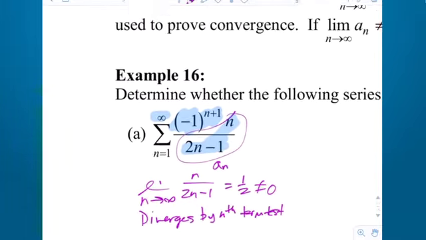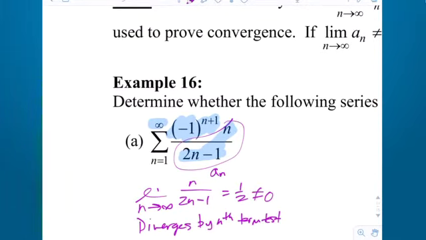Because what's going to happen is you're going to get to a point down the line where you're going to be like plus 1/2, minus 1/2, plus 1/2, minus 1/2, plus 1/2, minus 1/2. And that's going to diverge.